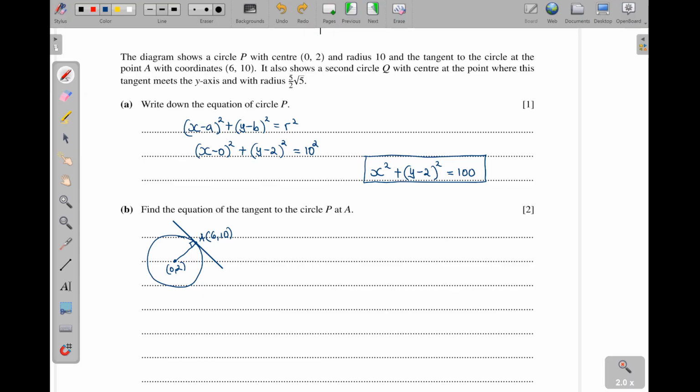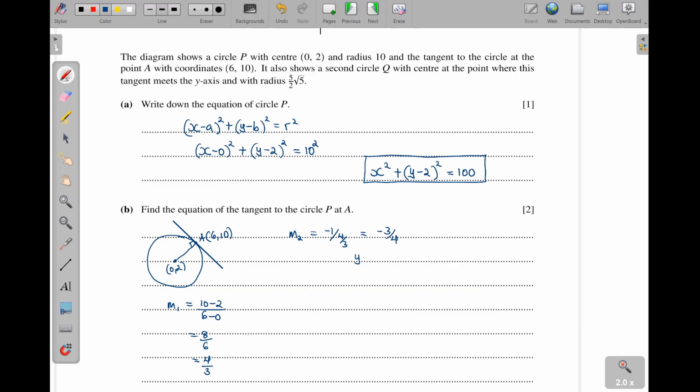Then I can get the gradient of the line. And remember, to find the equation of the line, you need its gradient and at least one point through which it passes. So our m1 here is going to be (10 - 2), that is the change in y, over the change in x, which is (6 - 0). This will be 8 over 6. Dividing by 2, we get 4 over 3. Then m2, the gradient of the tangent, will be -1 over 4/3, which is -3/4.